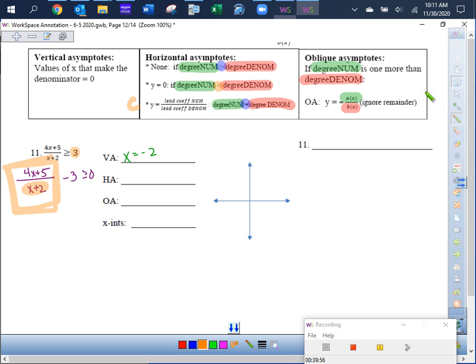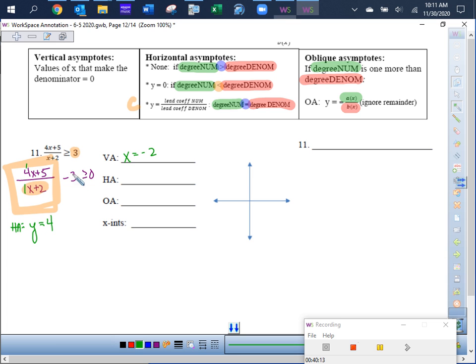So if we go below here, let's do a little scratch work. Our horizontal asymptote is actually, according to this box, at y equals the leading coefficients over each other. Isn't that 4 over 1? Right? So y equals 4. But that's not our answer. Because guess what this thing does?